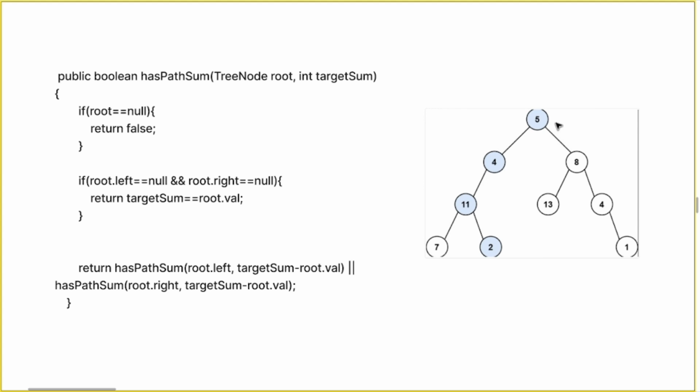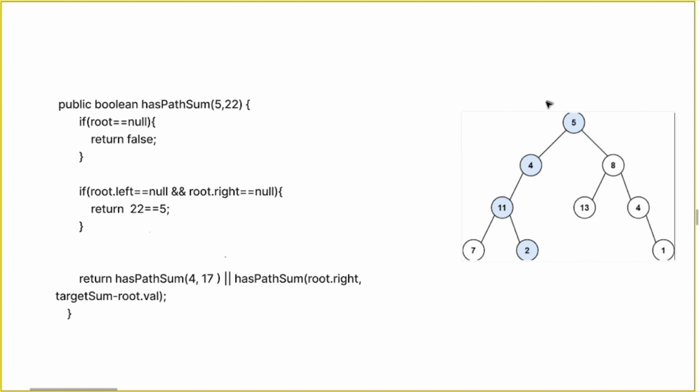We need to traverse from the root node till the leaf node, right? So while traversing, we can subtract the root's value from the target sum. Okay, so if we do that, at the leaf node, we can compare whether the target sum is equal to the leaf node's value or not. At first, we are passing our root value and target sum. Our root value currently is 5.